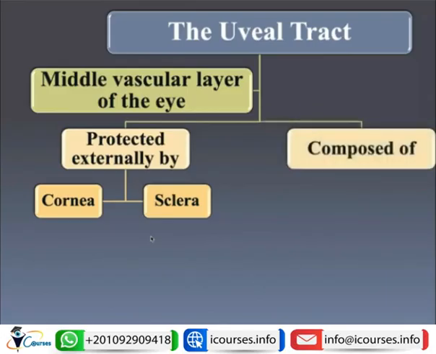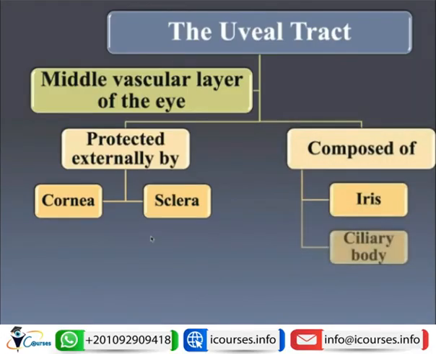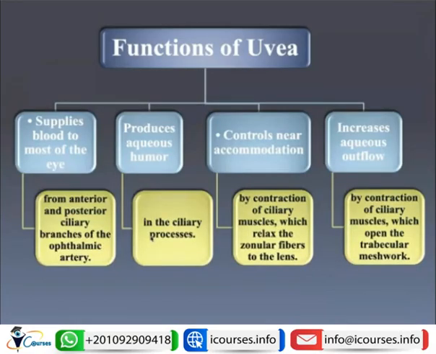And it is composed of three main tissues. The first one, most anterior, is the iris and the ciliary body. And finally, posteriorly, we have the choroid. Functions of the uvea. So apart from providing the blood supply to most of the eye through the anterior and posterior ciliary arteries, what are other functions of the uvea?